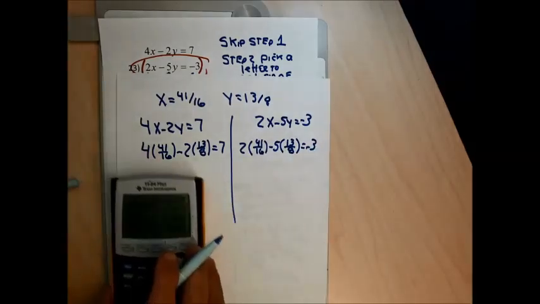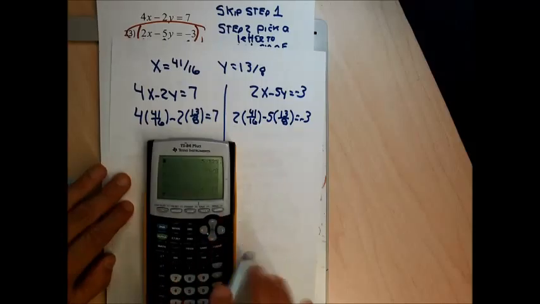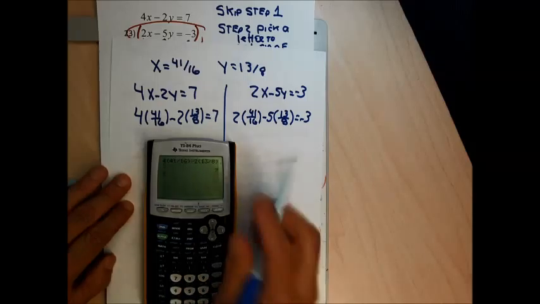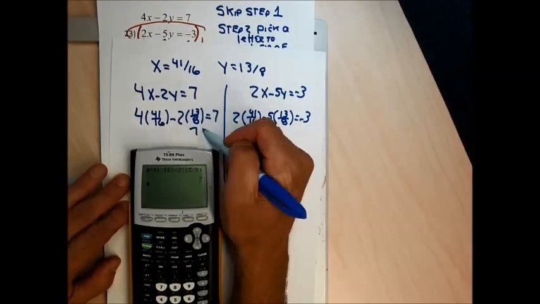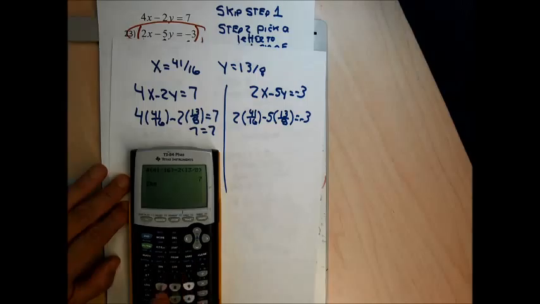So let me check the first one. Again, all calculator work here. I wouldn't check this by hand. First one, 4 times 41 divided by 16 minus 2 times 13 divided by 8. It better say 7, and it did. So that one works, but that's not enough. Let me do this one over here now. 2 times 41 divided by 16 minus 5 times 13 divided by 8. And it worked.